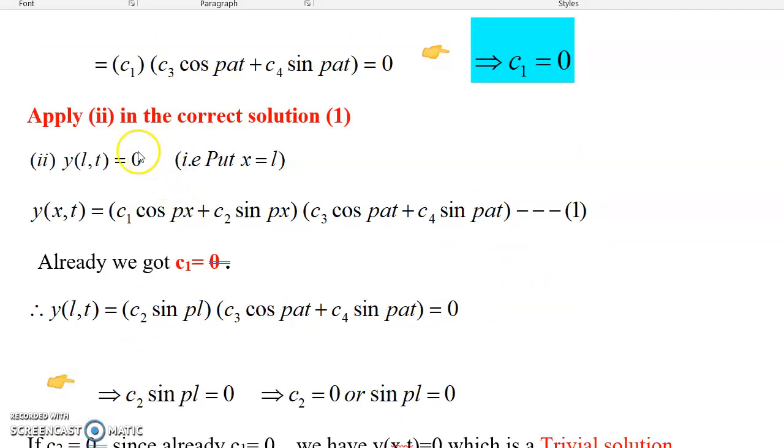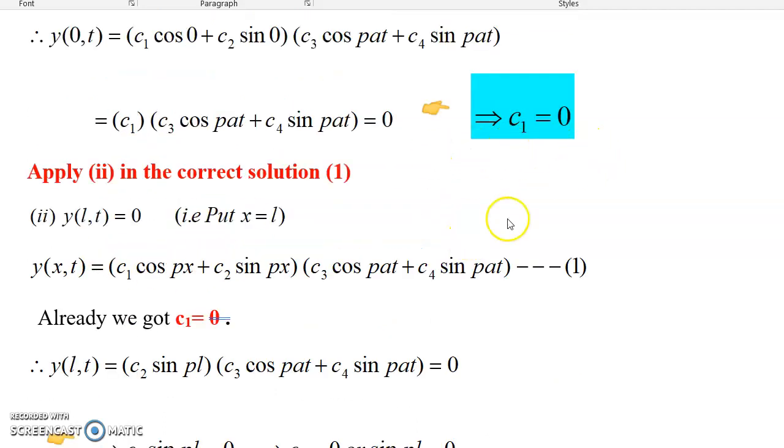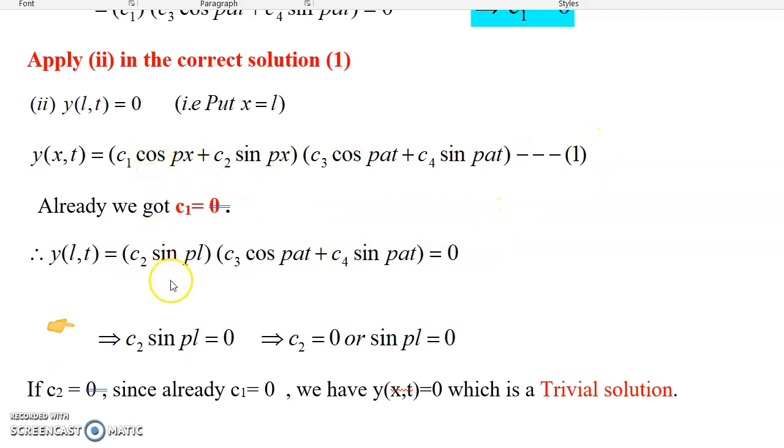Now let us go to the second boundary condition, y of L, t equal to 0. Now in the place of x, we have to put L. So this is the correct solution, and in the place of x, substitute L: C1 cos PL. But C1 is already 0, we got C1 equal to 0 here, so don't write the C1 term here. So C2 sin PL into the second term, which has t. Don't touch that. The condition says this answer is going to be equal to 0.